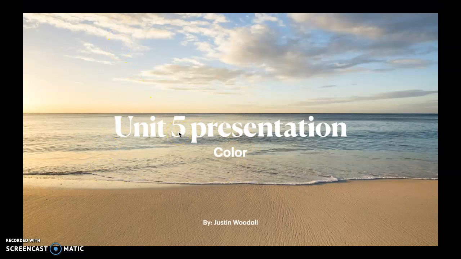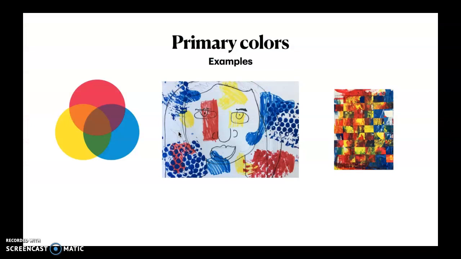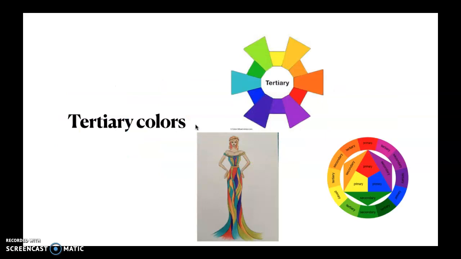So first we've got primary colors, which are basic colors that can be mixed together to produce other colors, usually considered to be red, yellow, blue, and sometimes green. Here we've got the color wheels there to your left. In the middle is a piece of art that just uses the red, yellow, and blue primary colors. And the art piece next to it used the same colors plus added a little bit of green into it.